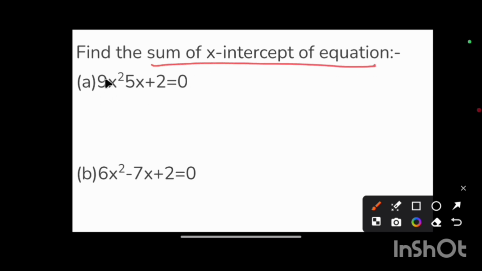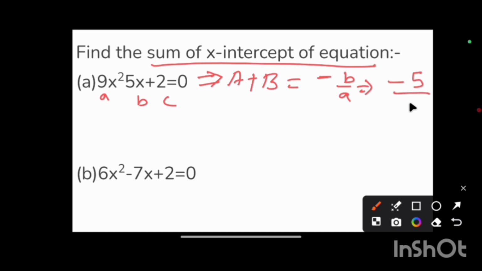So we can know the sum of roots. Here let alpha and beta be the solutions of the equation, and the sum of roots is negative of b over a. What is b? It is a, it is b, it is c, means negative of 5 over 9. It is the answer.